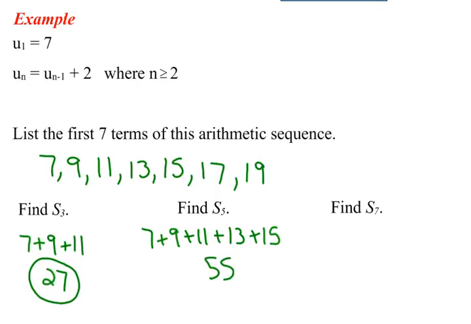So S sub 5 equals 55. So to find S sub 7, that means add up the first 7 terms of the sequence. So when we add them up, we find that S sub 7 equals 91.